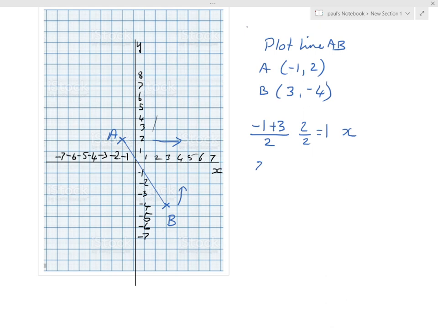And the Y value is going to be 2 minus 4 divided by 2, which is equal to minus 2 over 2, which equals minus 1. So that's the Y value. So the midpoint here is going to be 1, minus 1. And then we just plot that on the graph. 1, minus 1 is there. There. So that's the midpoint.